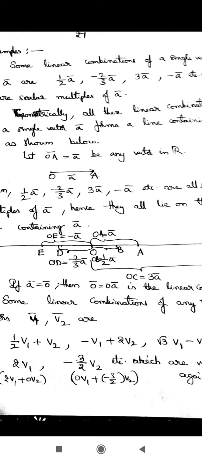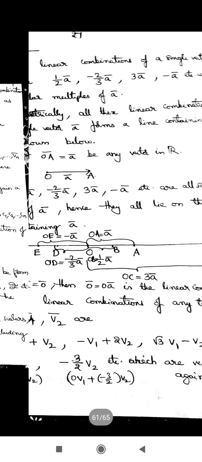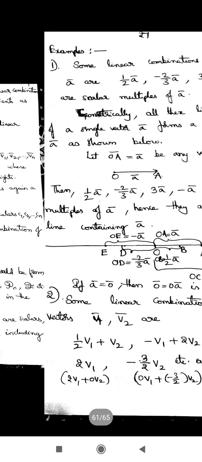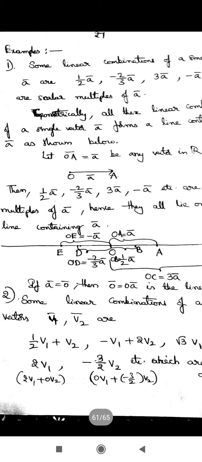Now moving on to the next example, some linear combinations of any two vectors v1 bar, v2 bar. I am taking them as 1 by 2 v1 bar plus v2 bar, minus v1 plus 2 v2, root 3 v1 minus v2, minus 2 v1, minus 3 by 2 v2 etc., which are any vectors again. All these, v1 plus v2, half v1 plus v2 etc., are again vectors.